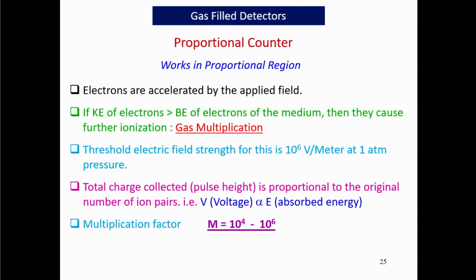In the proportional counter, the electrons are accelerated by the applied field. If the kinetic energy of an electron is greater than the binding energy of an electron in the medium, then it causes further ionization, which I discussed as gas multiplication. The threshold electric field strength needed to initiate gas multiplication is around 10 to the power 6 volt per meter at 1 atmosphere, and the total charge collected is proportional to the original number of ion pairs. So you maintain some proportionality, and that is why you use this as a proportional counter.